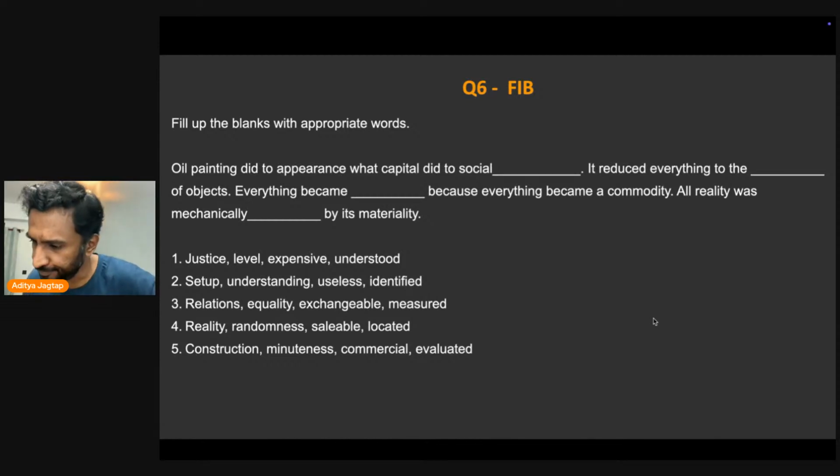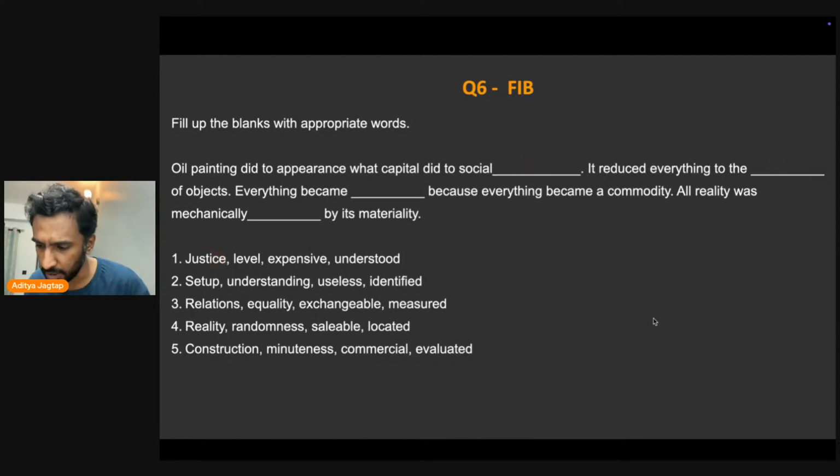All right. Oil painting did to appearance what capital did to social dash. So now the author is comparing oil painting and its impact on appearance, just like the impact of capital on social something. We don't know what that is. It reduced everything to dash of objects. So this oil painting, just like capital, reduced everything to something to objects, either similar to objects, dissimilar to objects, something like that. So we can estimate what could go here. We don't really have a good estimate of what could go here.